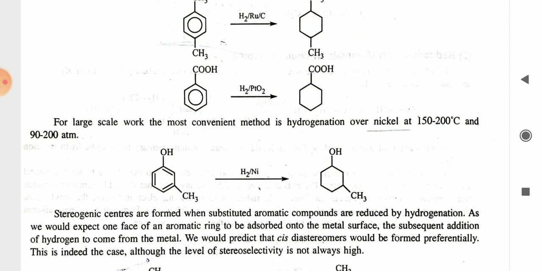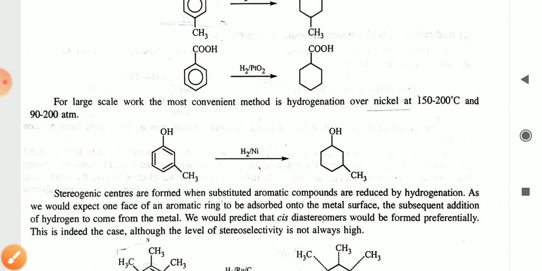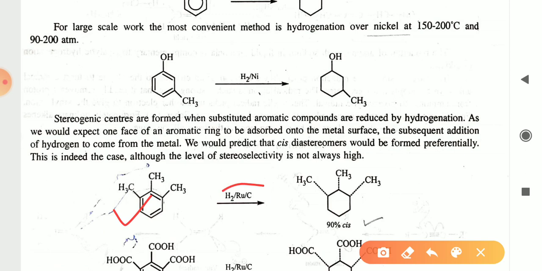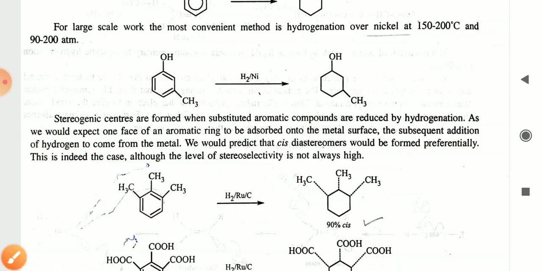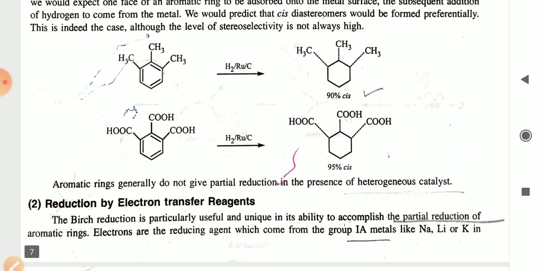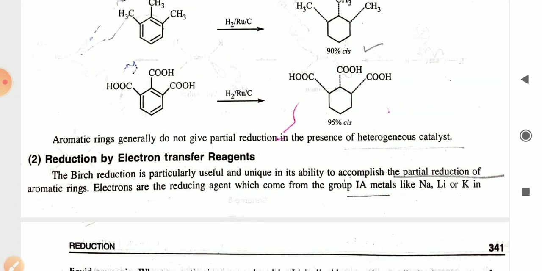Here you can see another example. The double bonds present in a benzene ring will be reduced and we will get the product. Another example is here: the double bonds present in a benzene ring will be reduced in the presence of the catalyst and H2 moles.